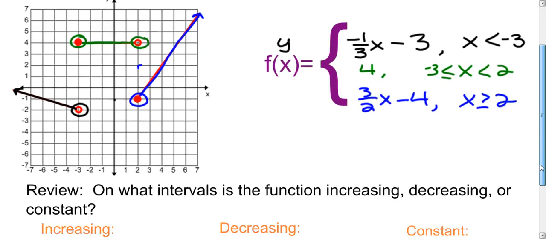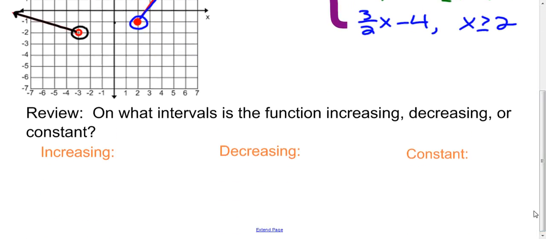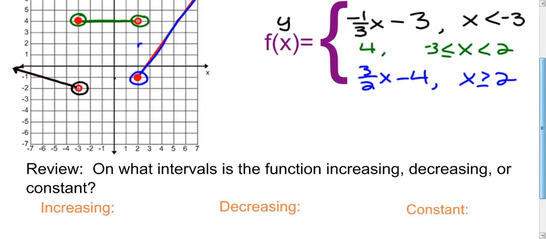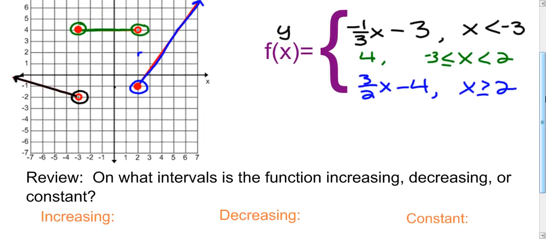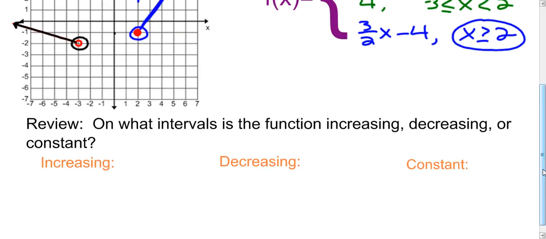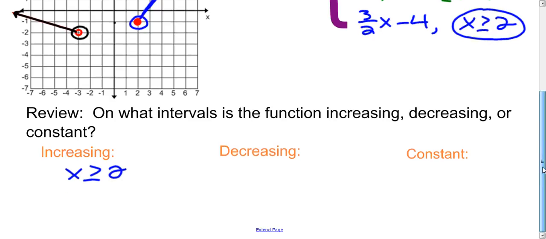Okay. And then I want to know at what interval is the function increasing, decreasing, or constant. So it's increasing when it has positive slope. This is the section where it has positive slope right here. And that exists, again, we already figured that out, when x was greater than or equal to 2. That is in interval notation. And then if we were to write that in set notation, it would look like this.